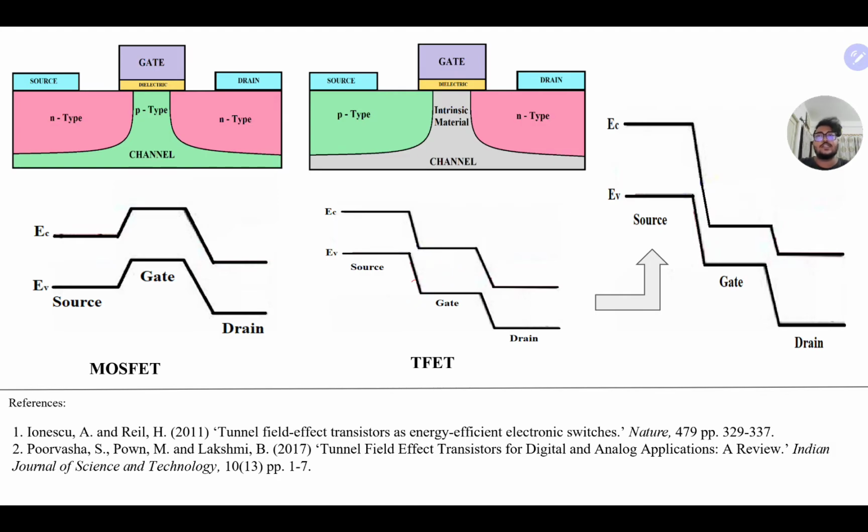Now if we turn the T-FET into the on state, or apply voltage to the gate of the FET, the band diagram will change into something like this. And we can see there's a small barrier through which the electrons can effectively travel due to the quantum tunneling phenomenon, and the current flow occurs. And since this tunneling is only possible in the on state, T-FETs have very little leakage current.